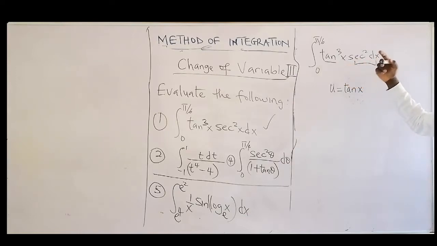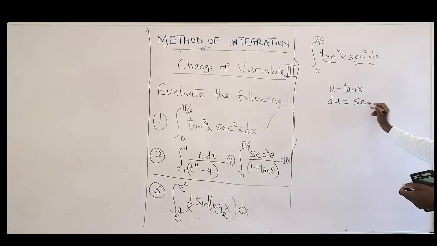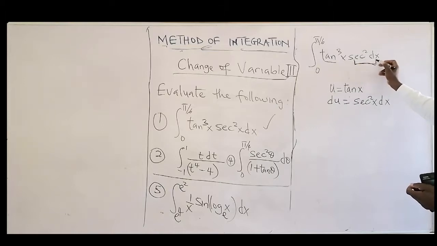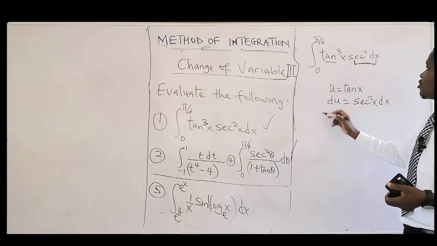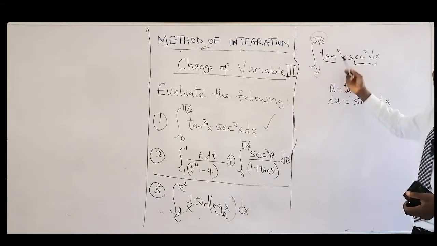Look for a function that, when you differentiate it, will be either similar or exactly the other function you have. So u is tan x, and du is sec squared x dx. We have it now. The next thing to do is to change the variable here. This is x, this is x. Change it to u also.